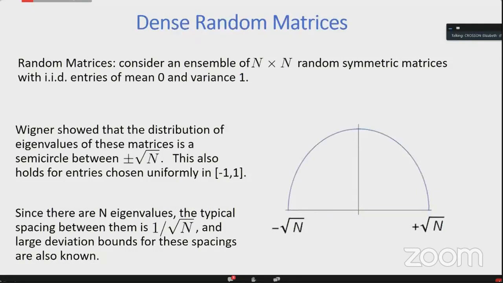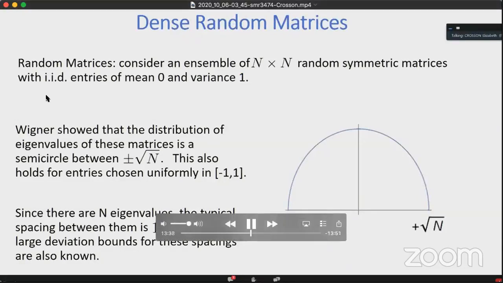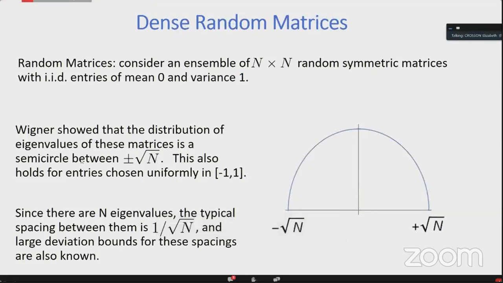So let's consider an ensemble of n by n random symmetric matrices, let's say with IID entries of mean 0 and variance 1. Wigner famously showed that the distribution of eigenvalues of these matrices is a semicircle distribution between plus and minus root n in this normalization I'm choosing. This fact also holds for entries chosen uniformly, say, which we'll use. So it really just depends on the first few moments of the distribution of the IID entries. And since there are n of these eigenvalues, the typical spacing between them is 1 over square root n, because it's root n to root n.